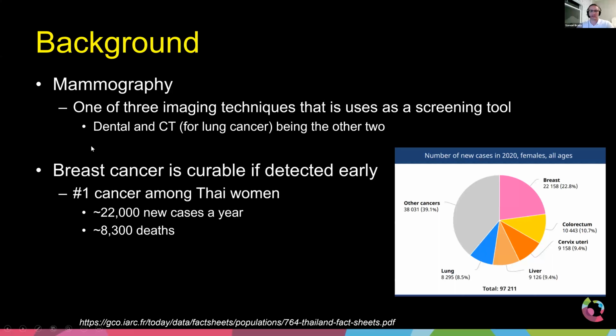Now, the reason why we screen with mammography is breast cancer, of course. And so I looked up the statistics. These numbers come from the WHO, the World Health Organization. Among Thai women, breast cancer is the number one killer. There are roughly 22,000 new cases a year in Thailand and approximately 8,300 deaths a year. And so when you look at a breakdown, this is talking only women, and this is 2020, so this is really recent data, you can see the biggest chunk of cancers for women is breast.